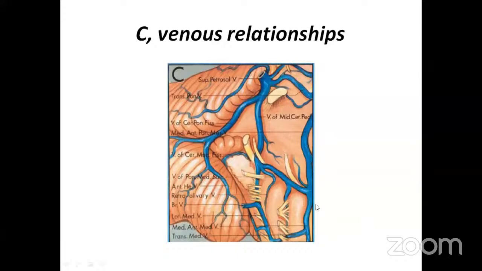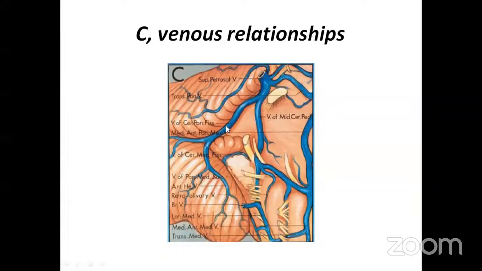Venous relationships. The important veins that converge at the junction of facial and vestibulocochlear nerves with the brain stem are the lateral medullary vein, the retroolivary vein, and the vein of pontomedullary sulcus.